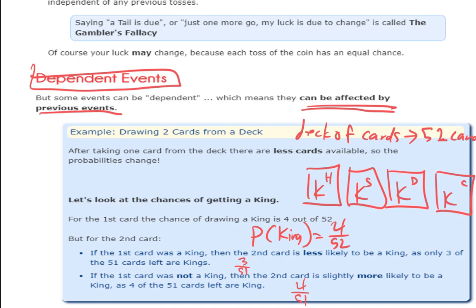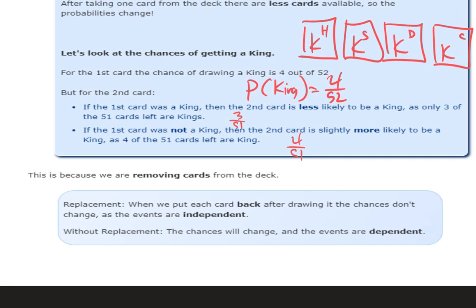This is because we removed cards from the deck. When we pulled one out, that's what happened. So we have what's called replacement. Replacement is when we put a card back after we draw it.